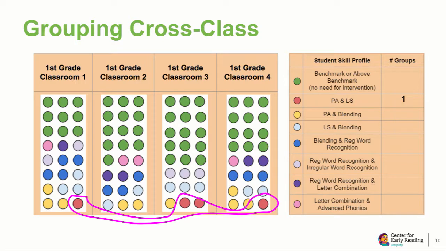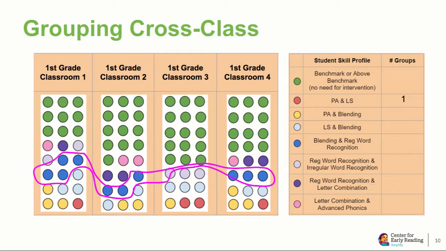Next, we can take a look at students who need blending and regular word recognition. Those are the dark blue dots. There are 4 students in classroom 1, 3 in classroom 2, and 3 in classroom 4. Keeping in mind that we do not want groups that exceed 5 students, that will create 2 groups.